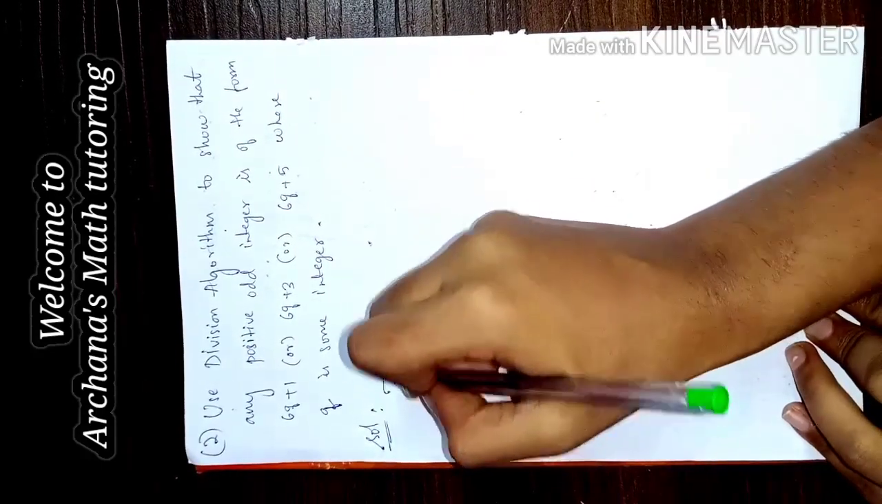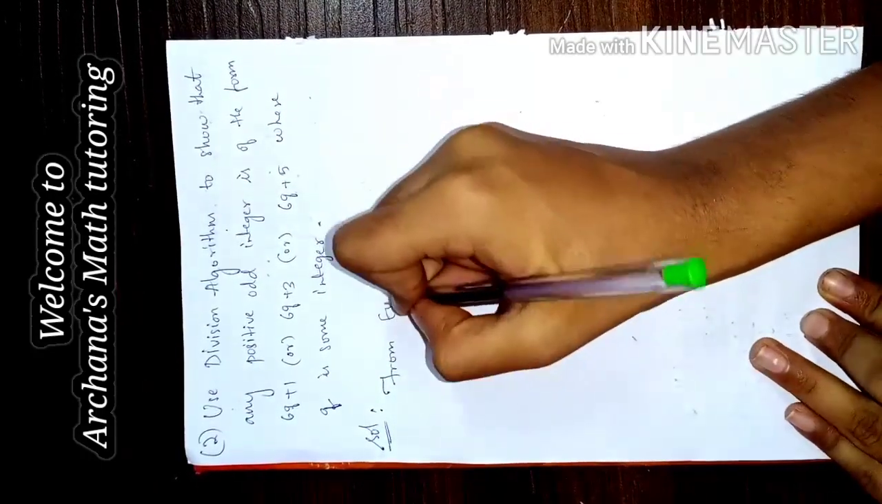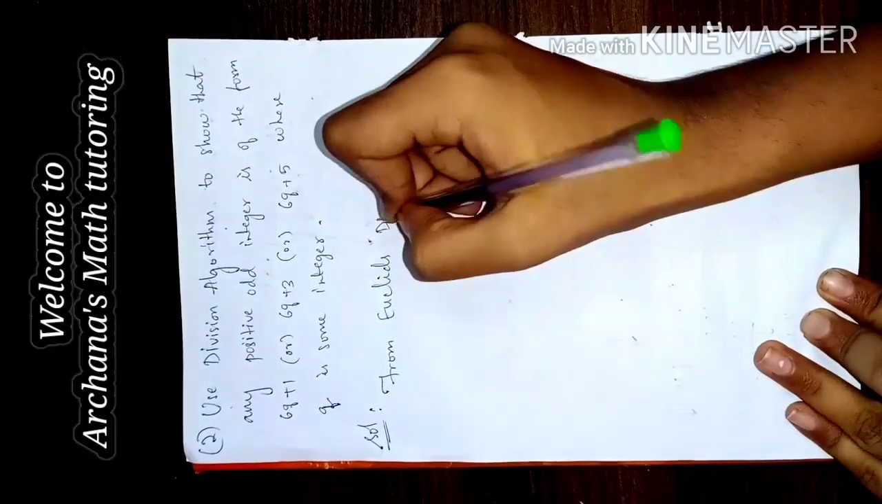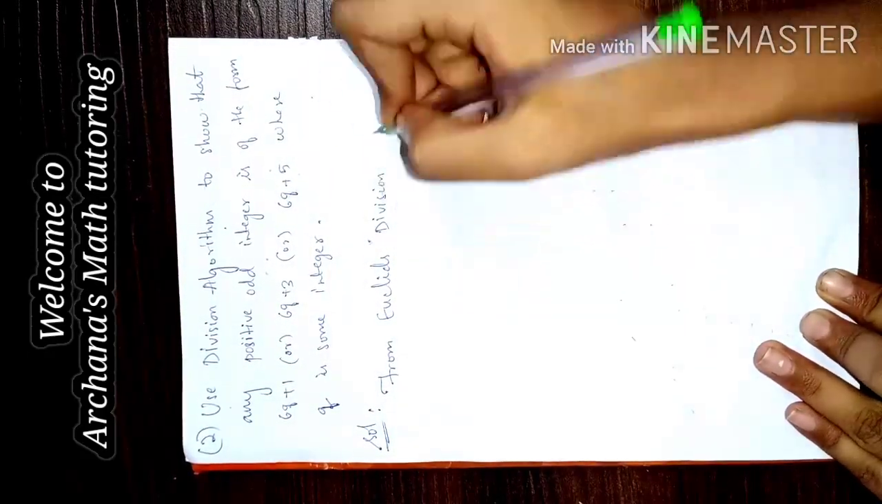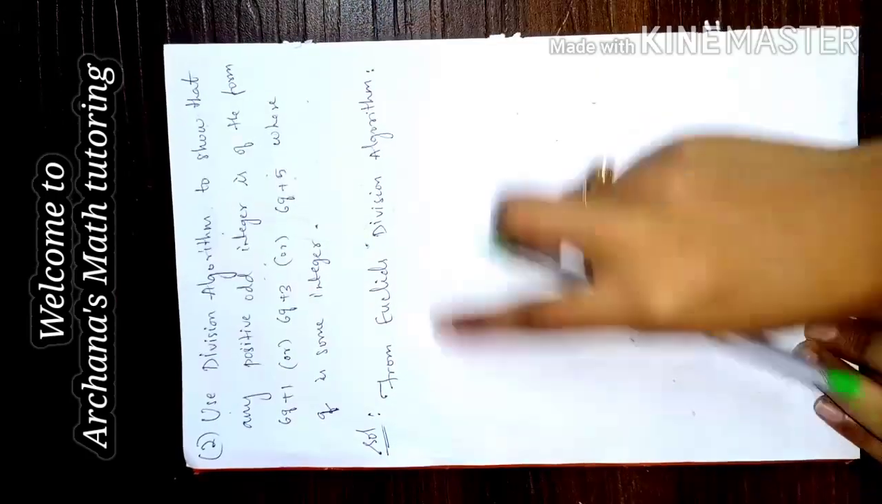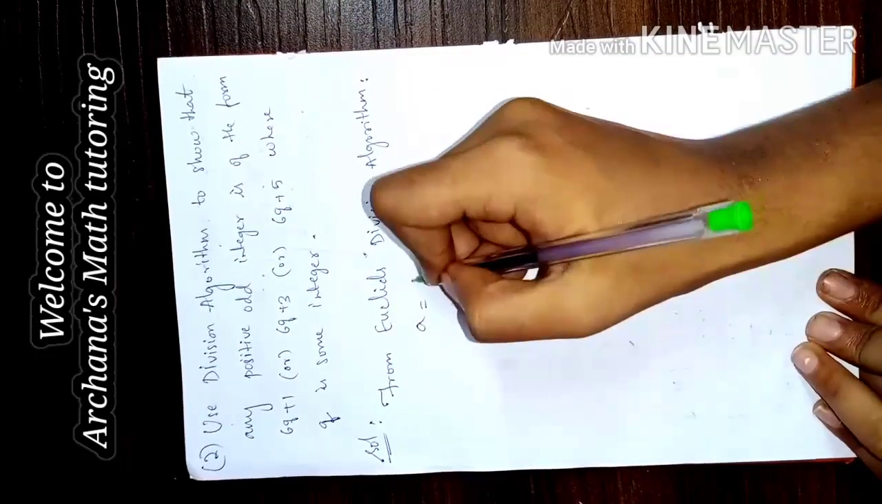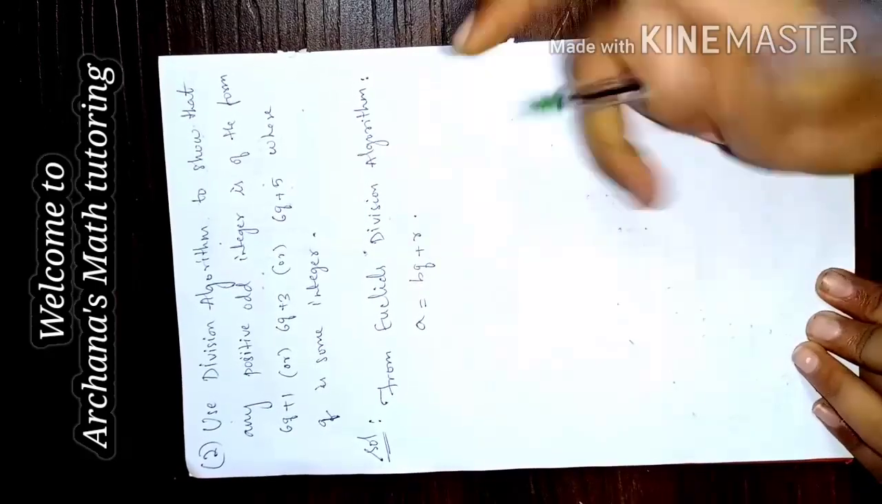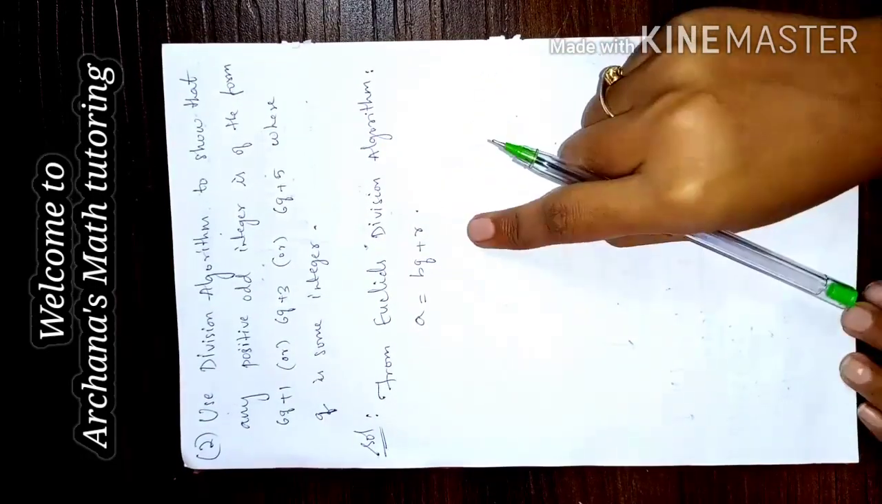So from Euclid's division algorithm, what's the formula? a = bq + r. This is the basic formula. We all remember this formula.